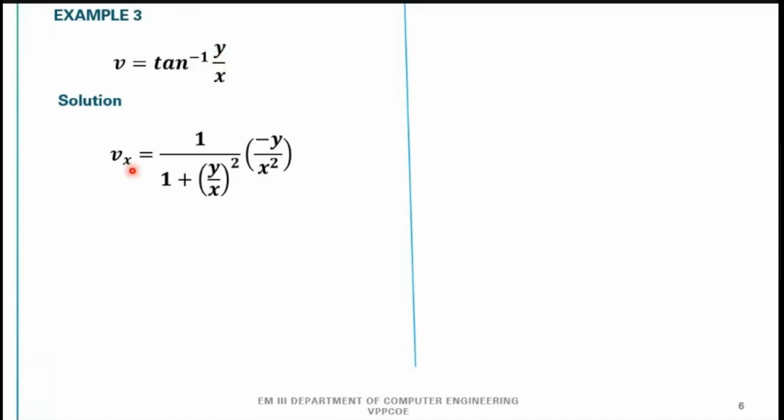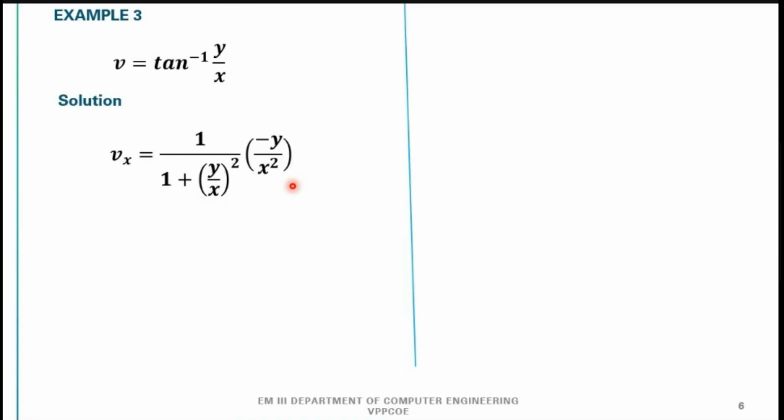ठीक है? Tan inverse का derivative is 1 upon, अगर यहाँ पे x है तो यहाँ पे x आता है. So it is y by x है, so I will get 1 upon 1 plus y by x the whole square into the derivative of y by x. Now y is the constant, x is the variable. So y into 1 upon x का derivative will become minus 1 upon x square. So I will get 1 upon 1 plus y by x the whole square into minus y by x square.